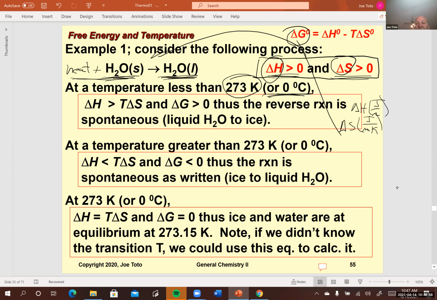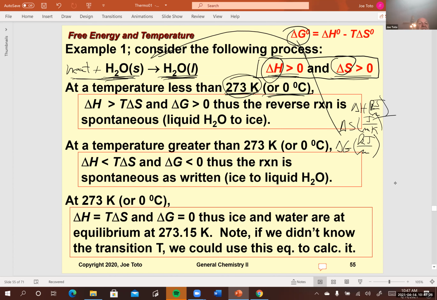And then, of course, delta G, most of the time they put them actually in kilojoules per mole for delta G and H. And entropy is in joules per mole Kelvin, usually, if you look in your textbook. Anyway, we want to look at this temperature, 273. Now we know it's 0 degrees.